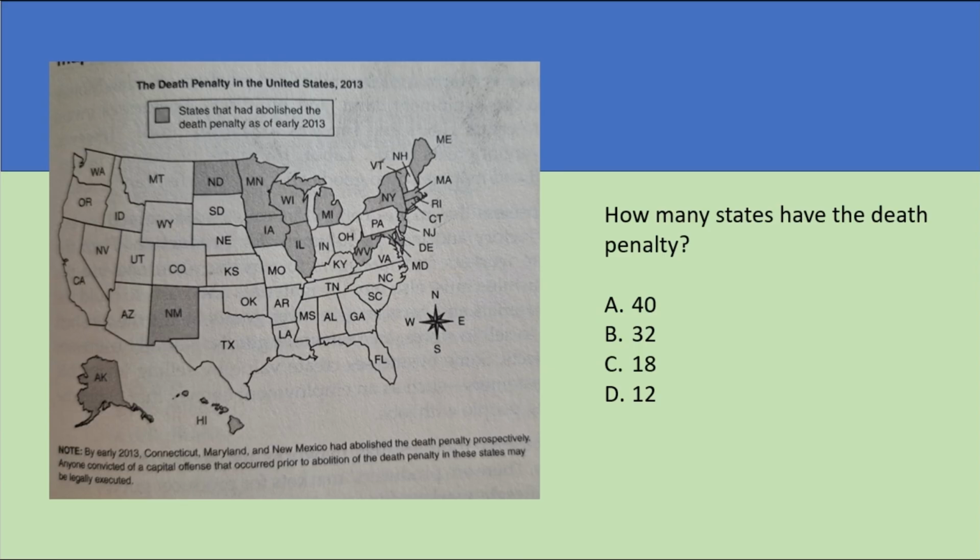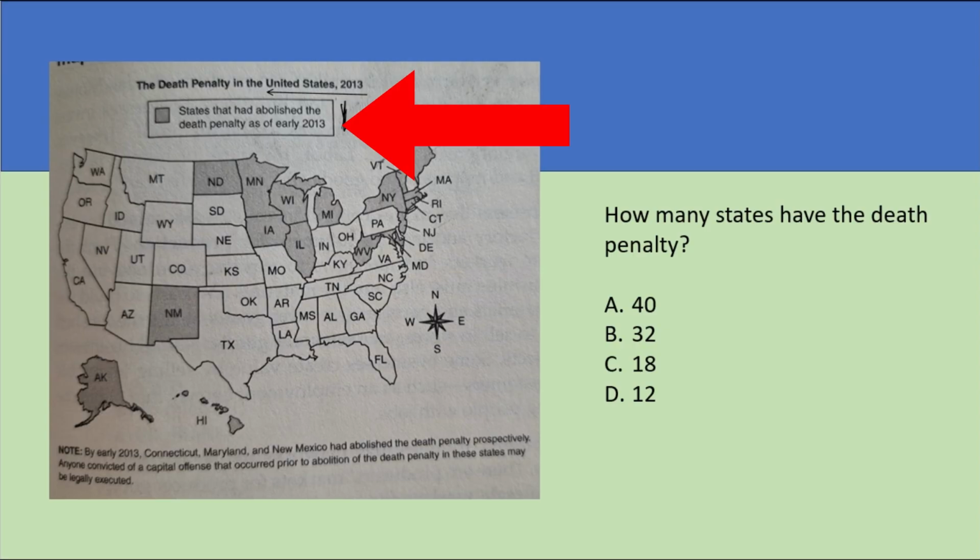So what we see here is a map, and this is a map of the US. If you're wondering how I knew it was a map of the US, look up right here, folks, in the title. It's really important that when you are studying a map, you look at everything that it shares with you. Up here, we read in the title, the death penalty in the United States, 2013. So we know this is representing at least this year. We don't know if it represented any years before or after it. And then we have a legend right here in the middle, and it reads states that had abolished the death penalty as of early 2013.